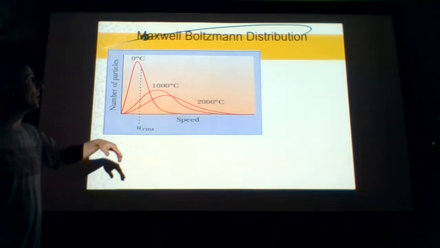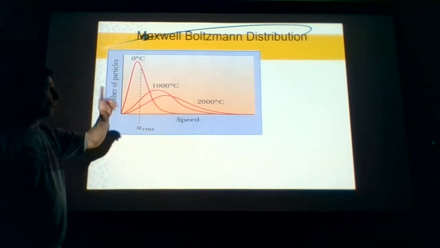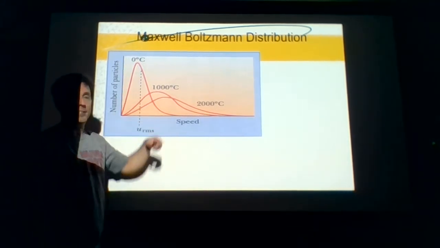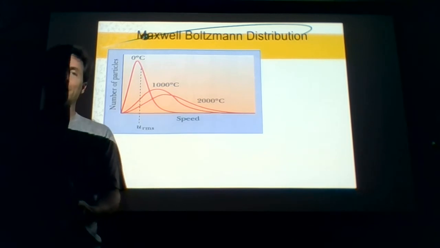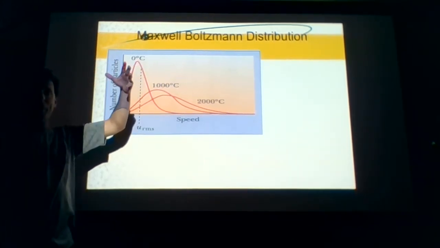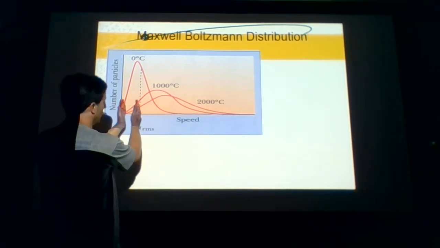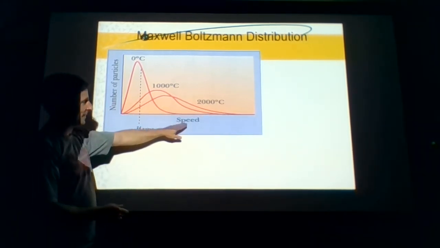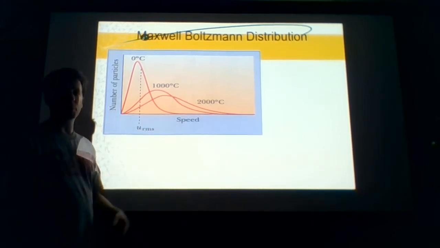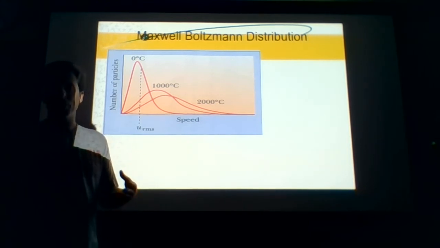It's actually what's called the Maxwell-Boltzmann distribution. If I look at the tall curve right here, that would be the distribution of the speed of molecules at 0 degrees Celsius. In a sample, the x-axis is the speed. The symbol mu RMS means the root mean squared velocity. It's basically the average velocity of all the particles.